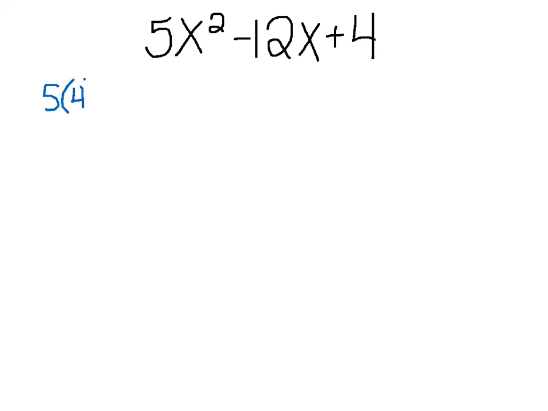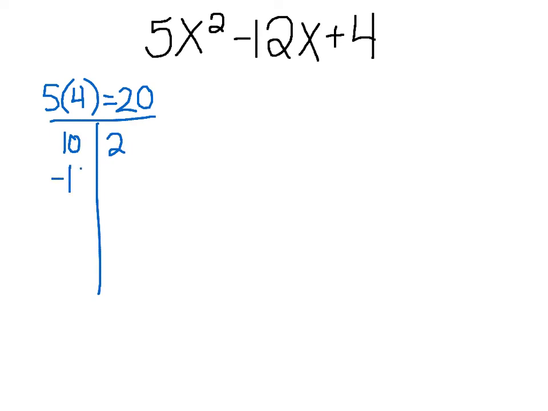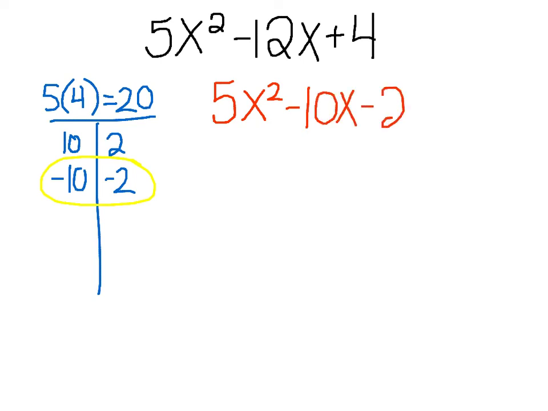5 times 4 is 20. So I want factors of 20 that add to B, which is negative 12. Well, I see I have 10 and 2, negative 10 and negative 2. Well, I want negative 12, so I know negative 10 and negative 2 are going to work. I'm going to replace, remember I'm going to replace negative 12x. So 5x squared minus 10x minus 2x plus 4.